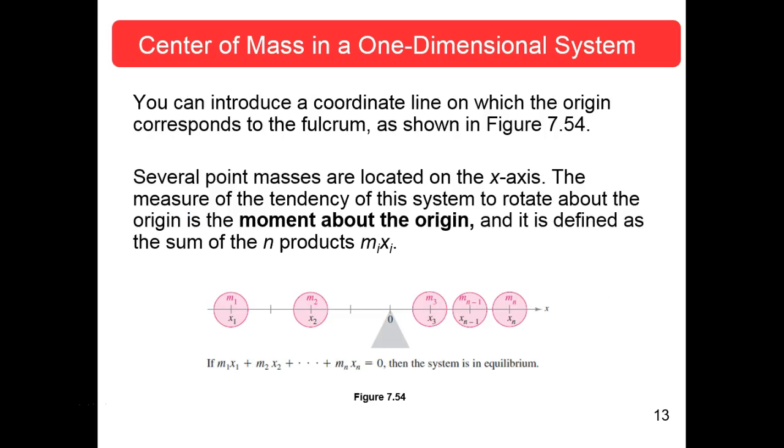You can introduce a coordinate line on which the origin corresponds to the fulcrum, as shown here, and several point masses are located on the x-axis. The measure of the tendency of this system to rotate about the origin is its moment about the origin, about a point. And it's defined as the sum of the n products m sub i times x sub i.